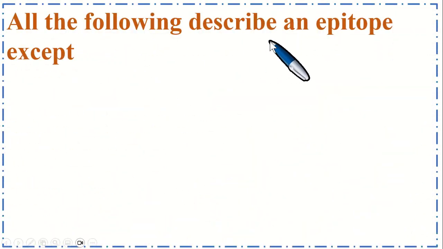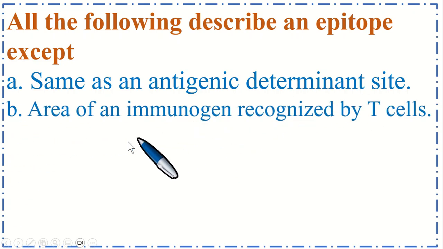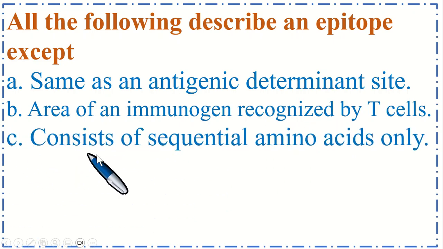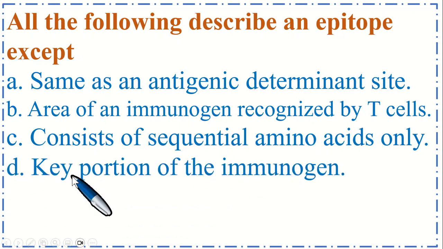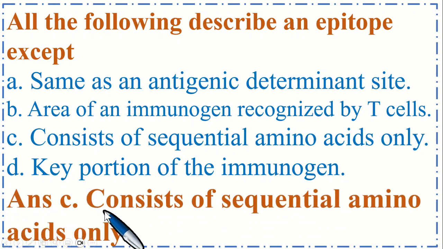All of the following describe an epitope except option A. Same as an antigenic determinant site. B. Area of an immunogen recognized by T cells. Option C. Consists of sequential amino acid only. And option D. Key portion of the immunogen. So the correct option is C. Consists of sequential amino acid only.